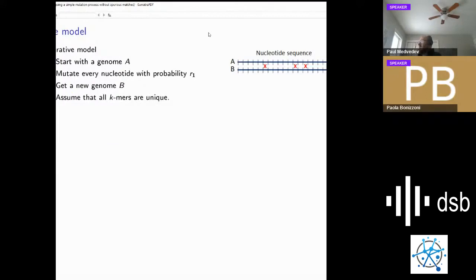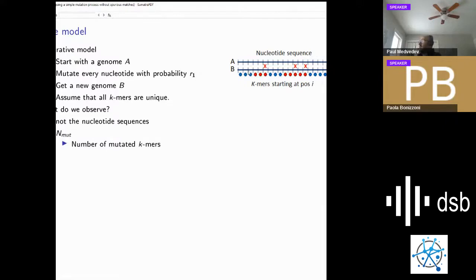So here's a simple generative model of a pair of genomes. We start with a genome A. We mutate every nucleotide with some probability R1. So here there are 3 mutations that happen, and we get a new genome B. The one assumption we make in this model is that all the kmers are unique, both in A and in the new B. This assumption we'll see later on, but in general it tends to be valid when the K is large enough.